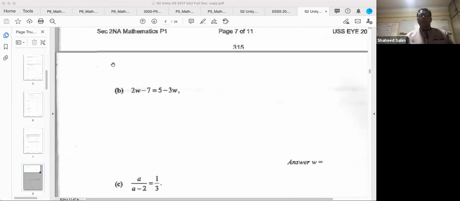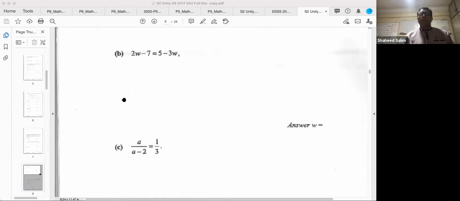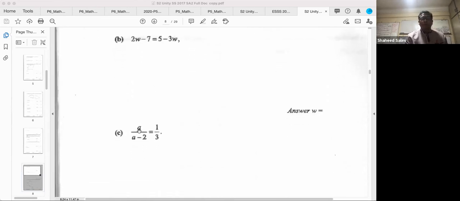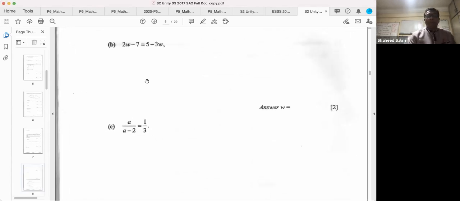This one now. Again, they use the word solve. When you see the word solve, it means you must find the value. So they want you to find a value of W, and they want you to find a value of A. So you try these two. You try B first.